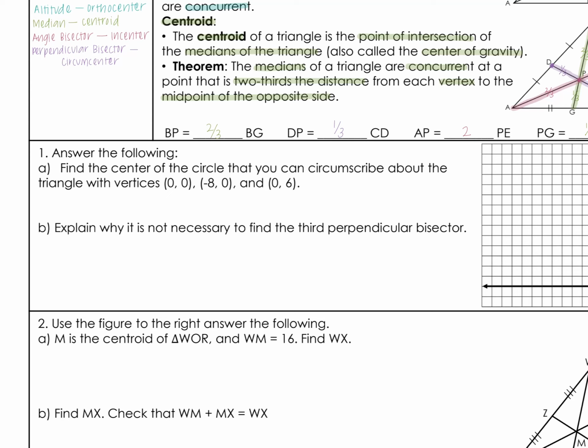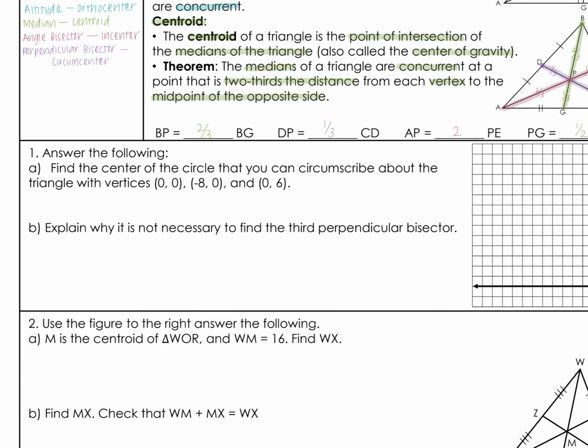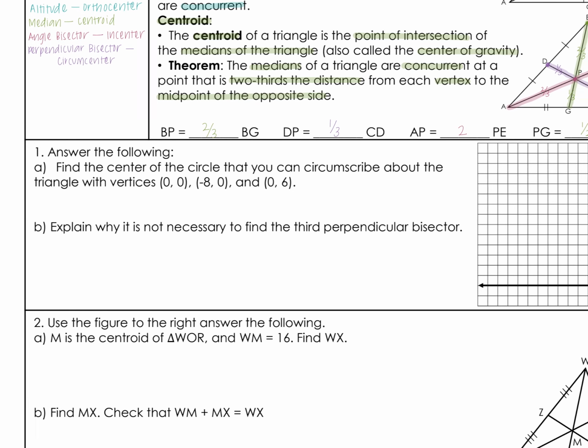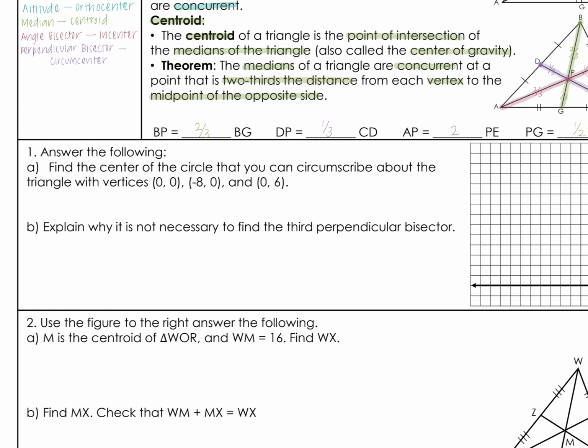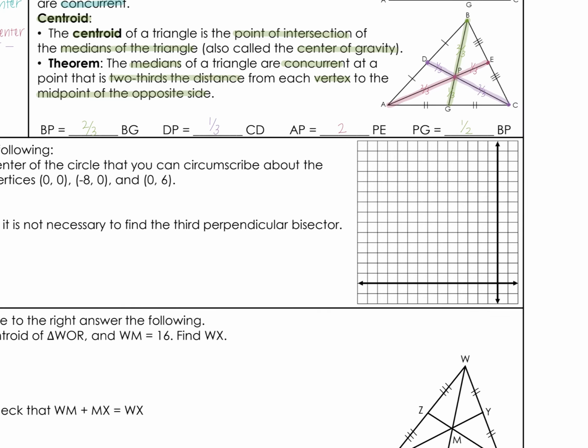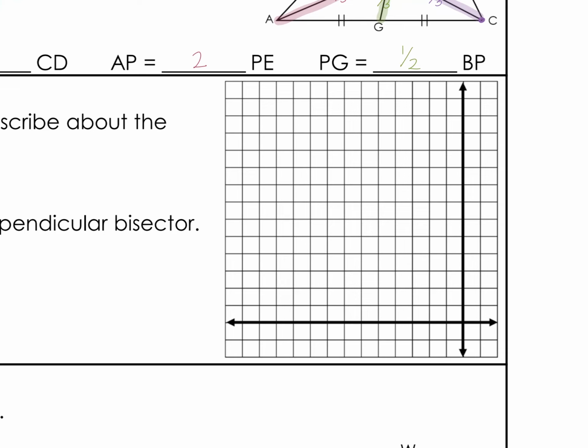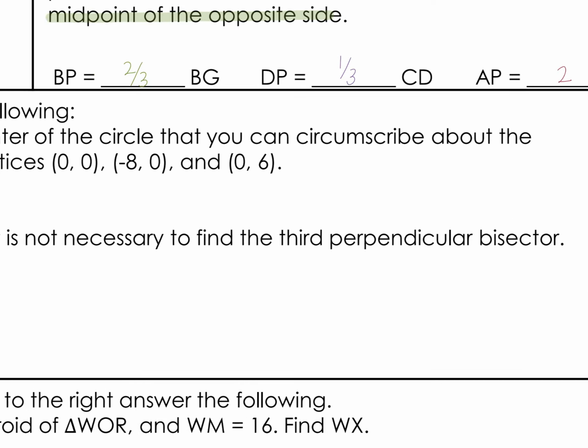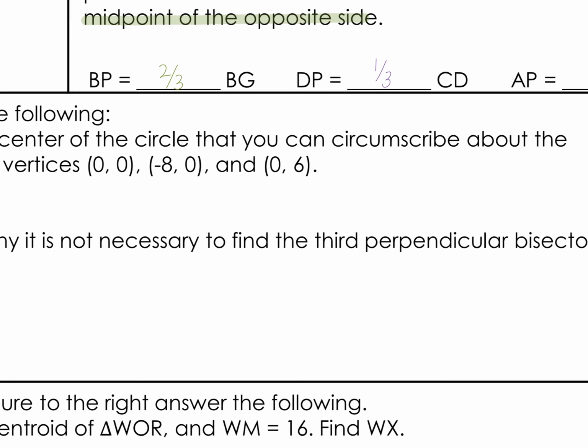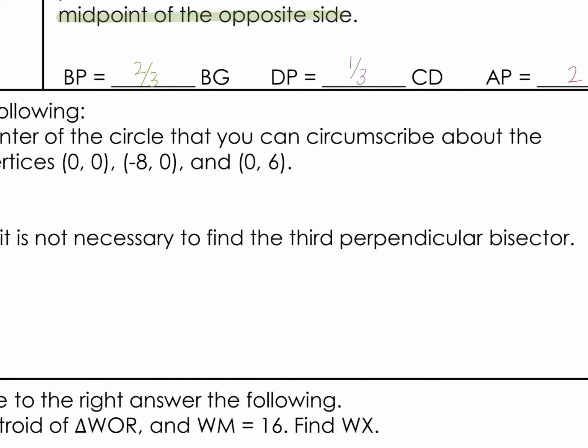So we have: find the center of a circle that you can circumscribe about the triangle with the vertices (0, 0), (-8, 0), and (0, 6). So I'm going to come over here and plot those points and make them into my triangle. I'm going to pause it and then I'll unpause with the triangle. All right, so given those points, this is the triangle that we are going to have. So they want us to find the center of which you could circumscribe. So that's going to be the circumcenter.